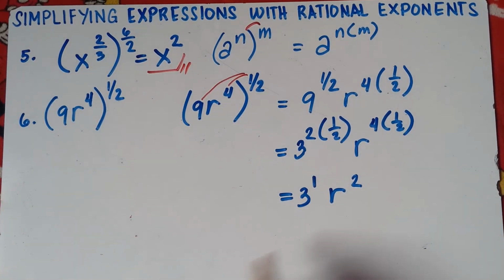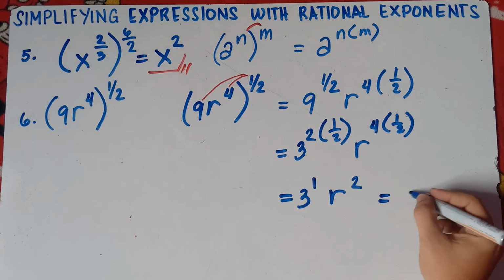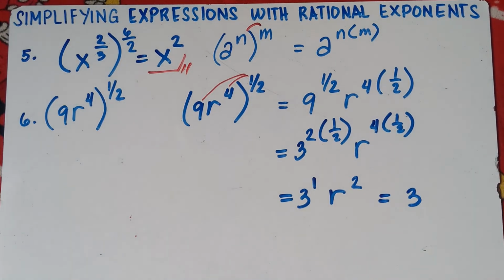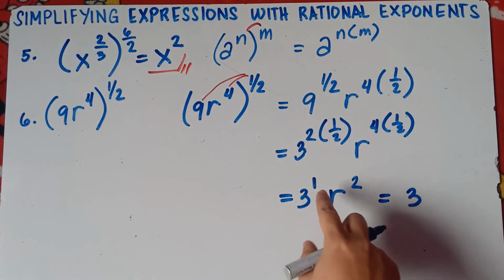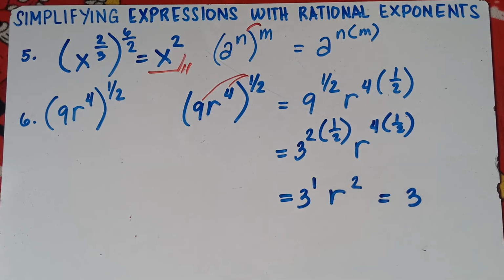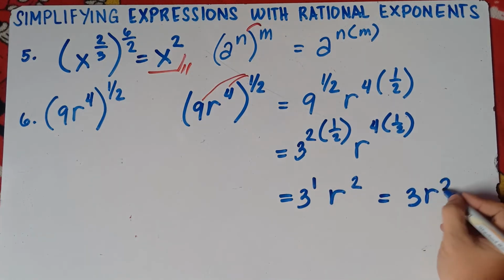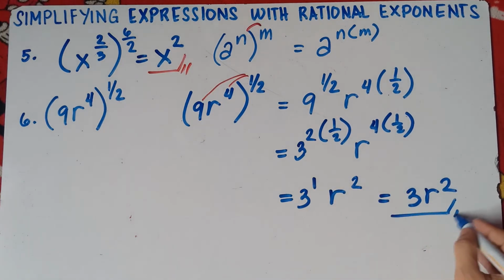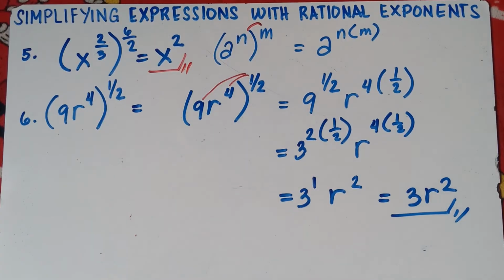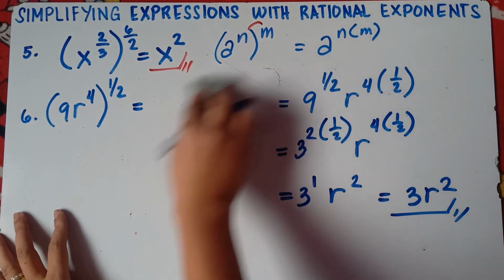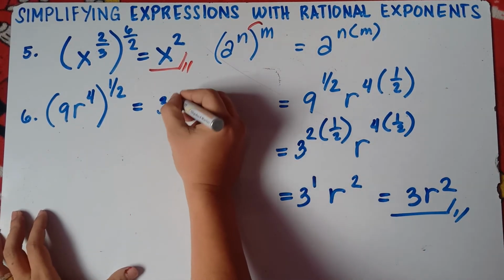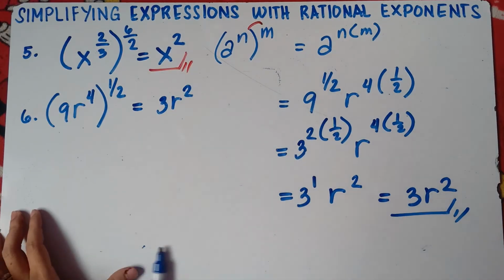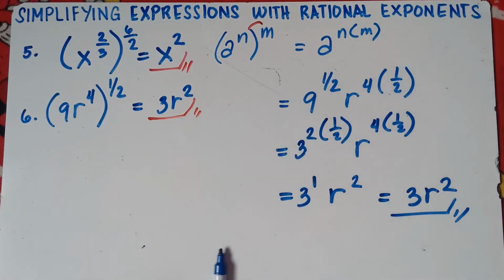So this 3 raised to the power of 1, we can actually write as 3, right? Because any number or variable has an exponent of 1. Understood that there's 1 here. So 3r squared. Just ignore the 1, class. Our final answer will be 3r squared. So pause the video, class. I will be erasing this one. 3r squared will be the answer for number 6.